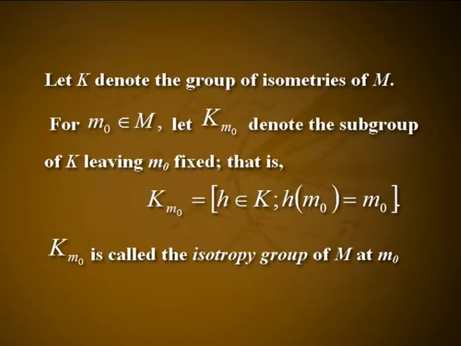Isotropy group. Definition: let K denote the group of isometries of M. For m0 element of M, let K_m0 denote the subgroup of K leaving m0 fixed. That is, K_m0 is {h element of K such that h of m0 is equal to m0}. K_m0 is called the isotropy group of M at m0. Note that for k element of K_m0, dk from T_m0 M to T_m0 M is an orientation preserving isometry. That is, dk is a rotation of T_m0 M. Thus, for each k element of K_m0, there exists g element of S1 such that dk of v is equal to gv for all v element of T_m0 M.